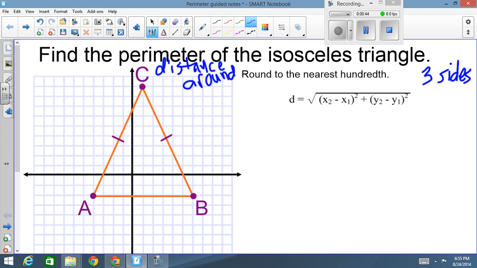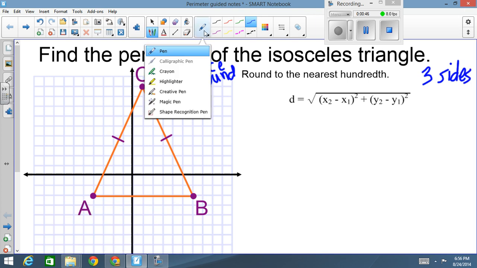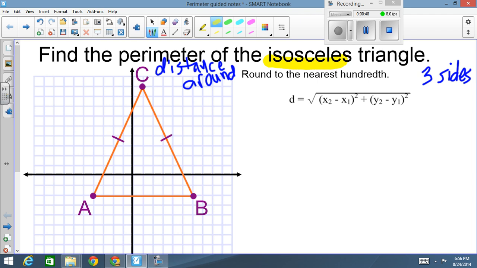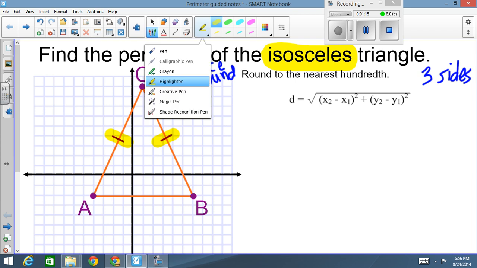Now one of the key words that we see here is the word isosceles. The reason this is a key word is because isosceles means that two of the three sides are the same length. So instead of calculating those sides twice, we only have to calculate one of those, and then we know that the other one's the same. As we look at our picture, we see that those two sides are here and here, AC and CB.